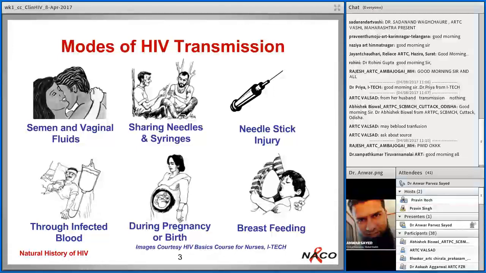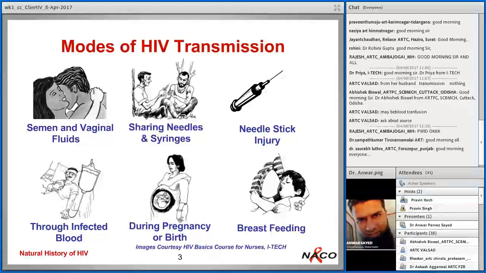Then the mother to child transmission. From mother to child, the transmission can happen during pregnancy, during labor, that is at the time of birth, and during breastfeeding. So transmission risk is different from one another if you compare these transmission routes, which is very important for us to know and remember at least some figures, some numbers, because it will help you to counsel a patient.